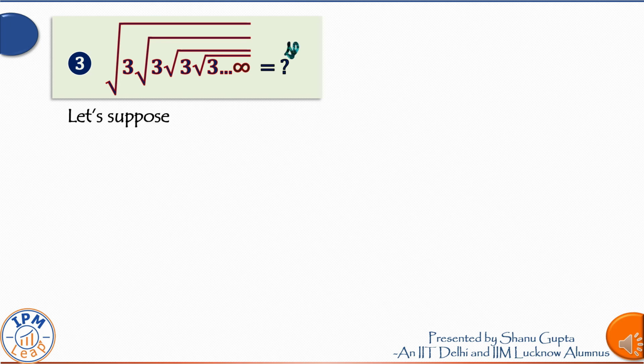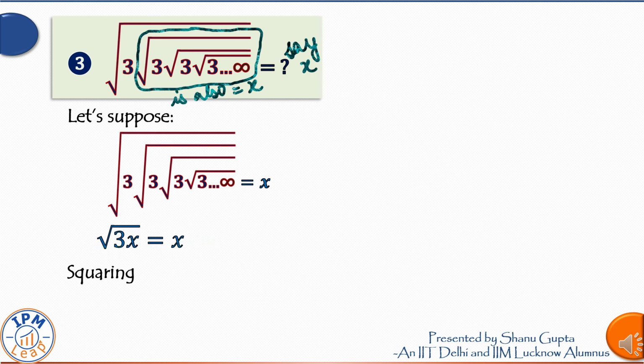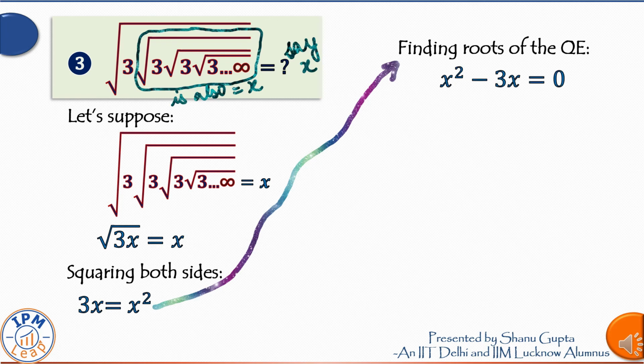We assume this expression is equal to x. Now, as this expression under the square root extends infinitely, this encircled expression would also be equal to x. So we can safely replace it with x and we get the equation square root of 3x is equal to x. Squaring both sides, we have 3x is equal to x square, which simplifies to x square minus 3x is equal to 0.